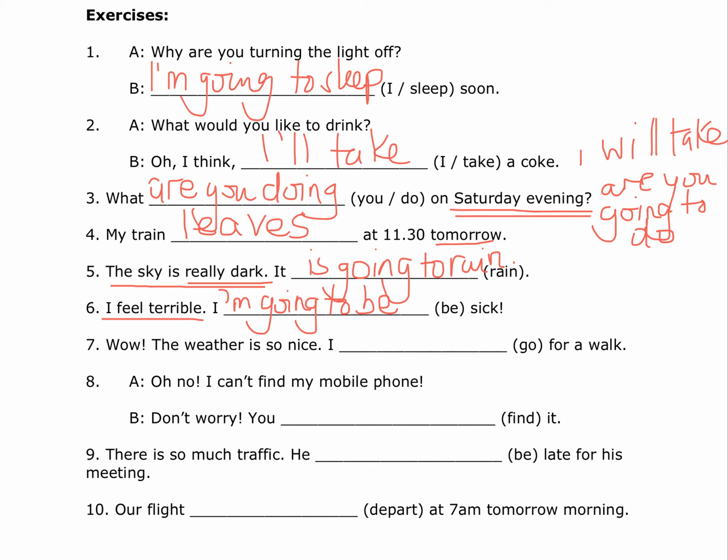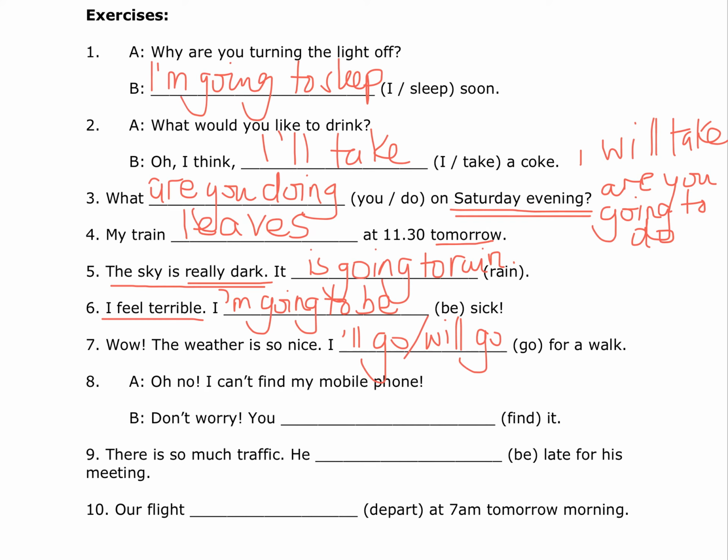In the seventh sentence, we have, wow, the weather is so nice. I'll go for a walk, or I will go for a walk. Why is that? Because it's a spontaneous decision at the time of speaking. The weather is so nice, so I'll go out for a walk.